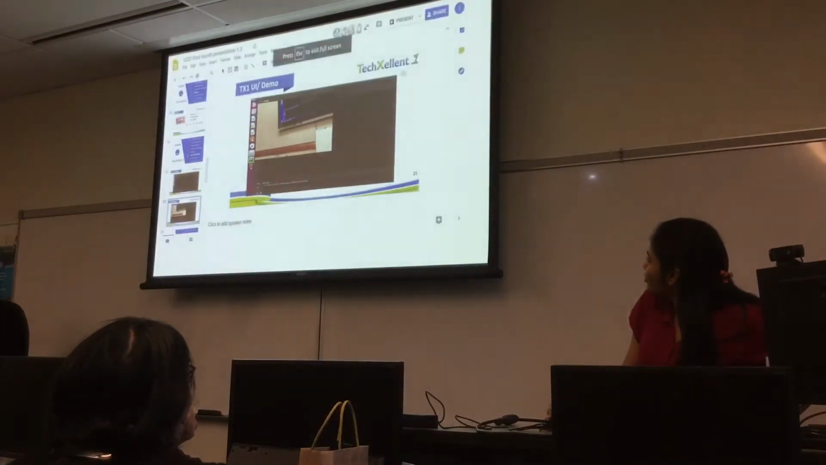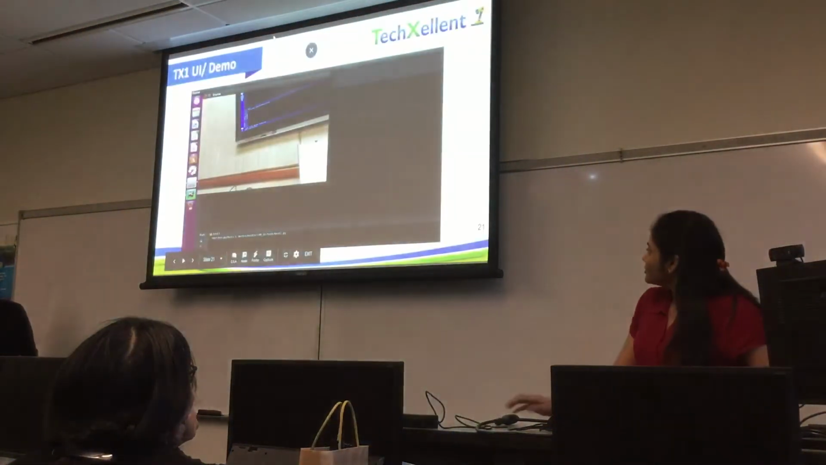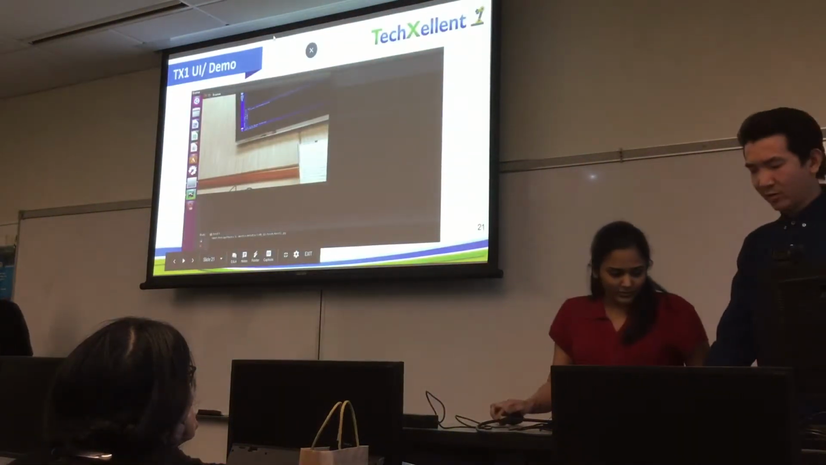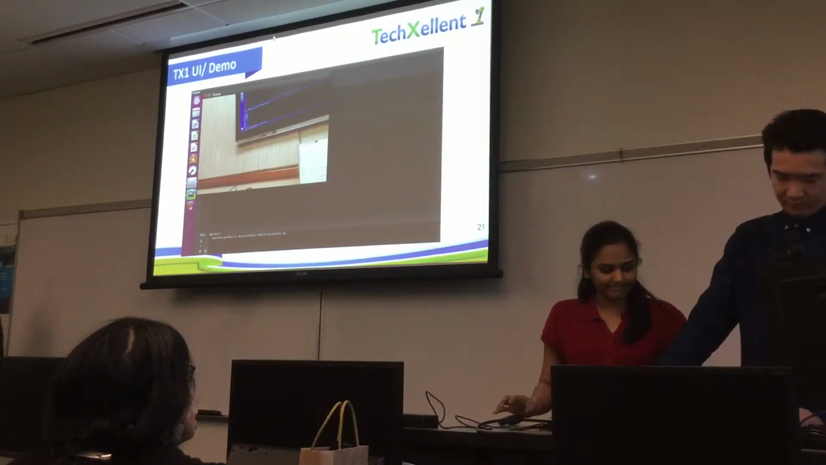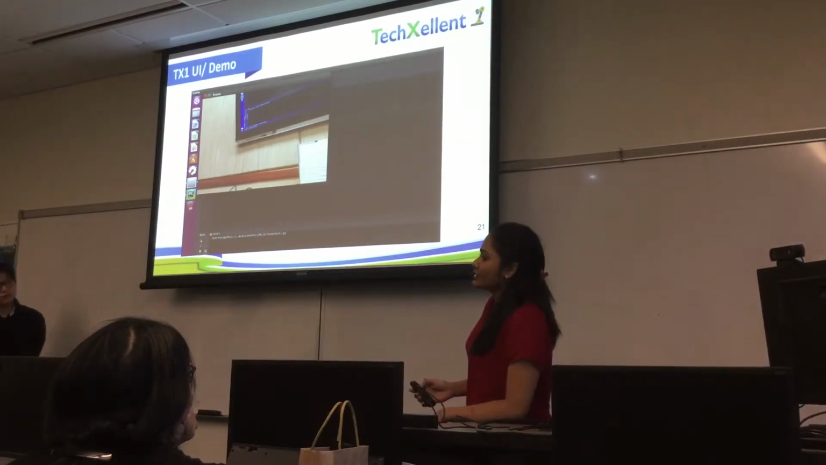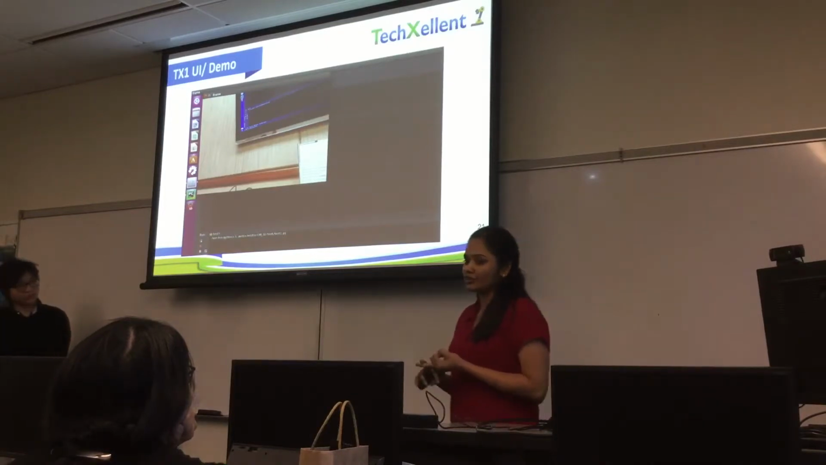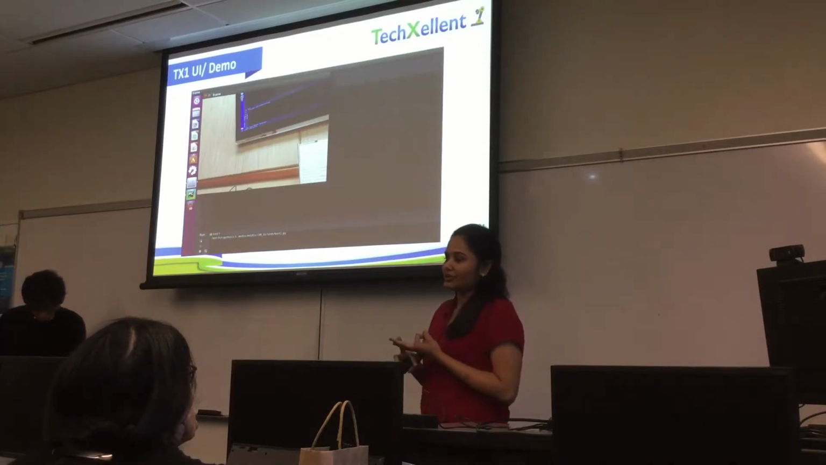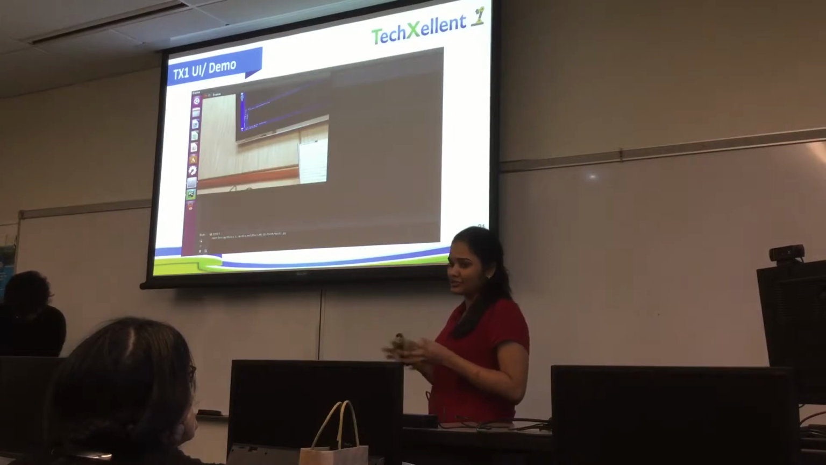And I'm going back to my presentation. This Jetson TX1 is mostly used for computer vision, drones, and many machine learning systems.